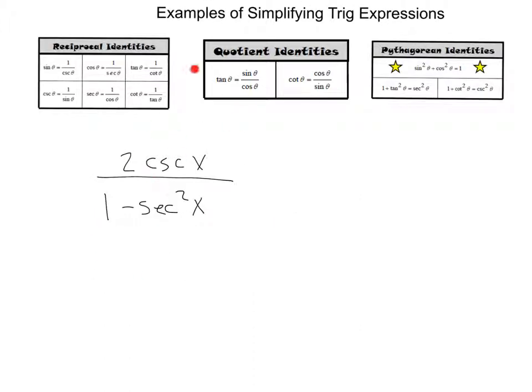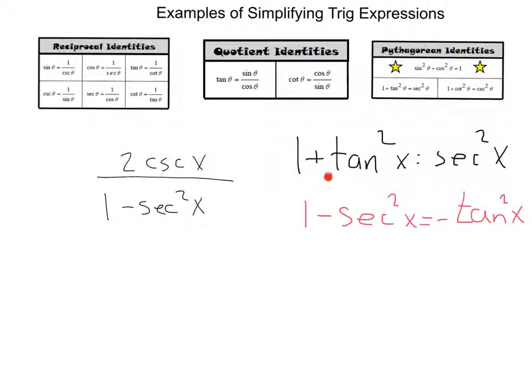Alright, teleporting back to the top here so we don't get too far away from our identity tools. I see that 1 and secant squared x should remind me of my Pythagorean identities. 1 plus tangent squared x equals secant squared x. Let's see what we can do here if we can manipulate it so we can replace this denominator here. Alright, using that we have 1 plus tan squared x equals secant squared x.